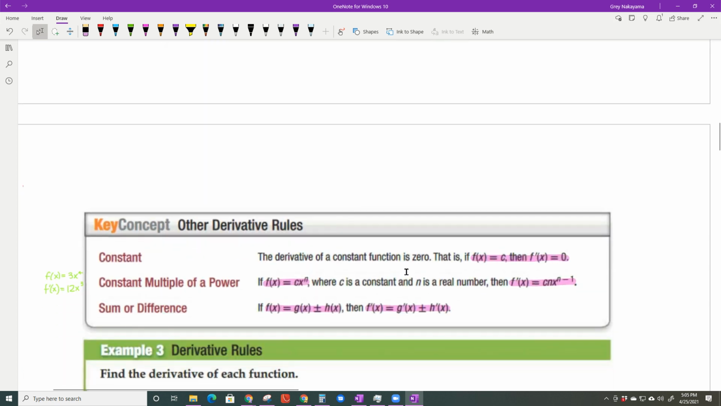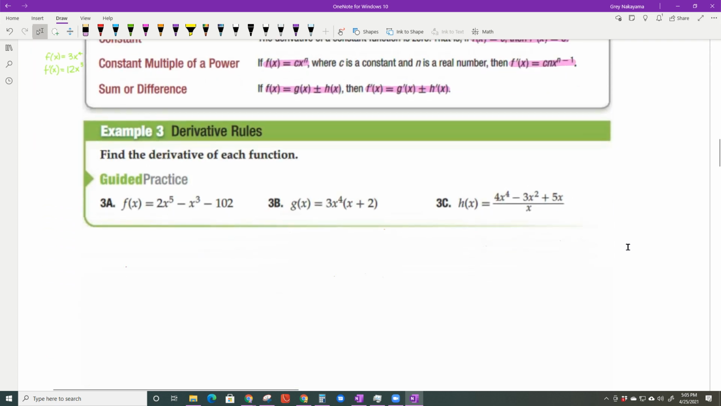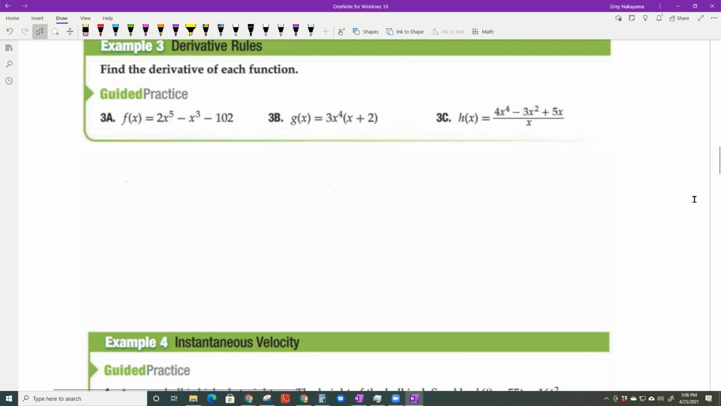Now, that power rule can be expanded to apply to polynomials, or other functions that can be simplified to look like a polynomial. So in this particular case, f of x equals 2x to the 5th minus x to the 3rd minus 102. So f prime of x, when I move my 5 down, I have to multiply it by the 2. So 5 times 2 is 10. And then if I take 1 away from my exponent, 5 minus 1 is 4, so it's going to be x to the 4th.